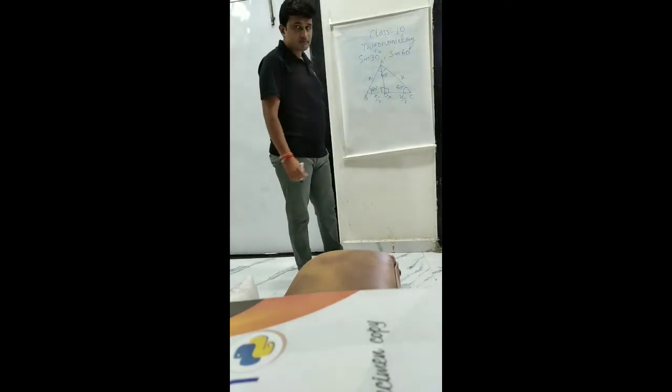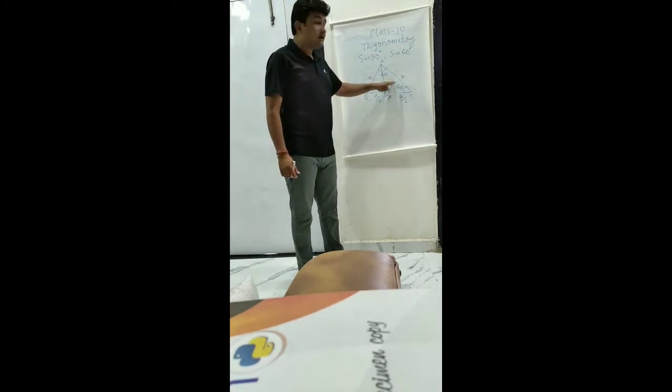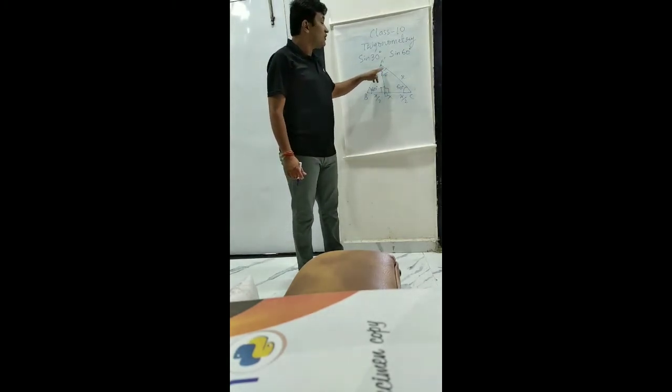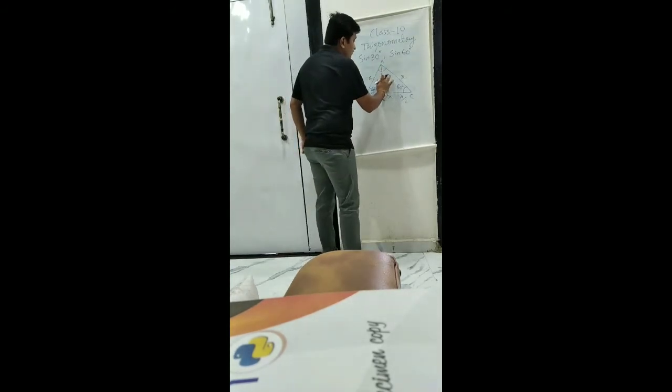And one more thing: as these two triangles are congruent, these two angles will also be equal by CPCT. So when we are talking about angle DAC, it is equal to 30 degree.